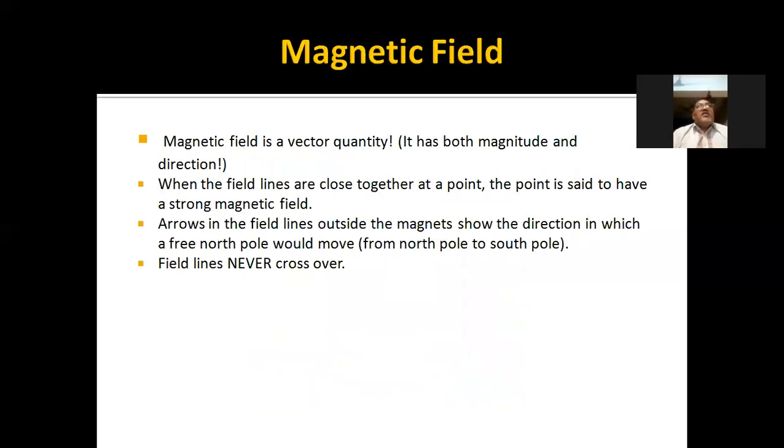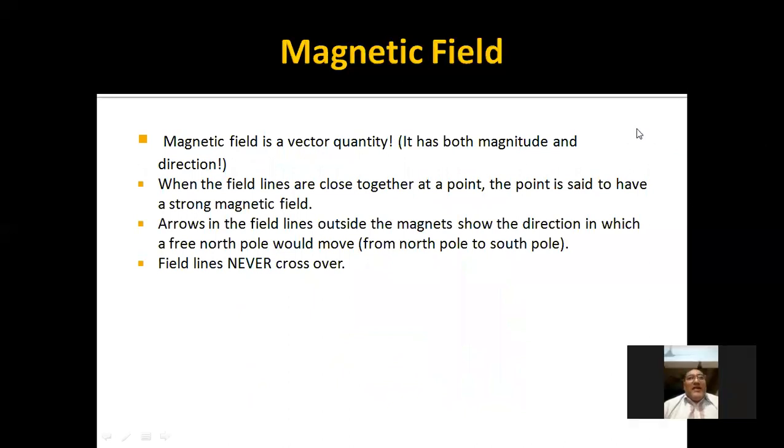Okay, so here we go again. We have some points. Magnetic field is a vector quantity. It has magnitude and it also has a direction. Where the magnetic field lines are close to each other, the magnetic field is very strong. The arrows of the magnetic field lines show you the direction, from north to south. And magnetic lines never cross each other. Remember this. They never cross each other.